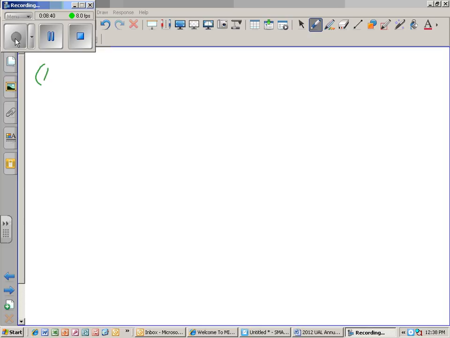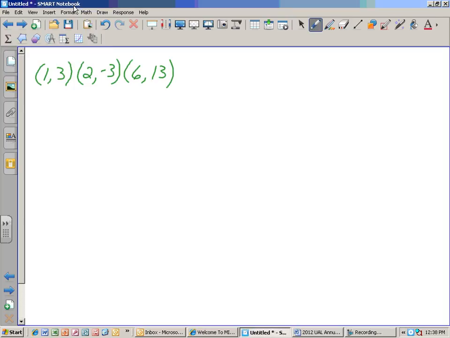So if we have points like (1, 3), (2, -3), and (6, 13). Can you give me an equation of the quadratic that contains those 3 points? And I'm going to show you 2 ways to do that problem. I know that the general form for a quadratic looks like ax squared plus bx plus c equals y, or f of x, either one.